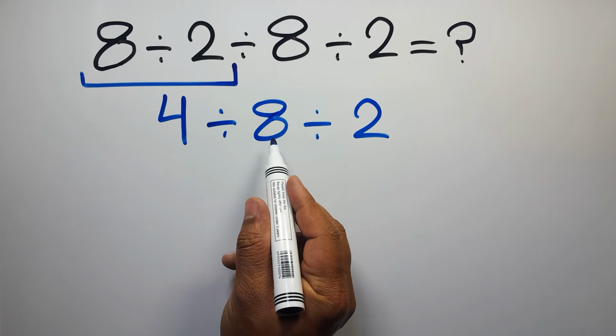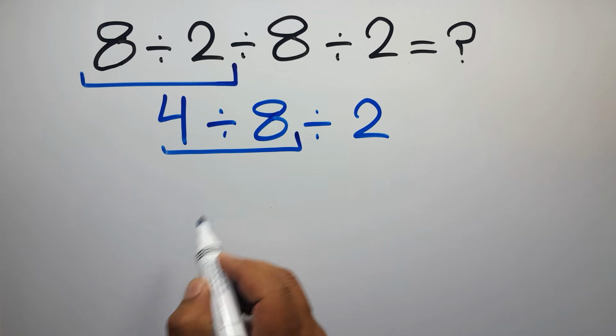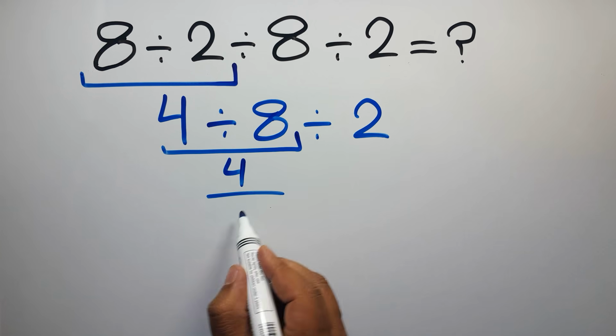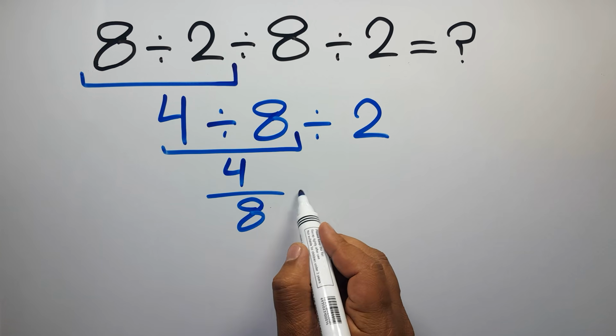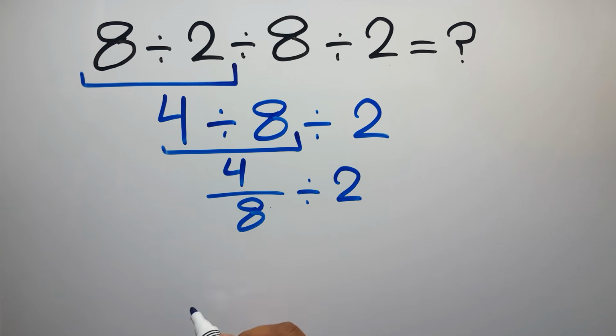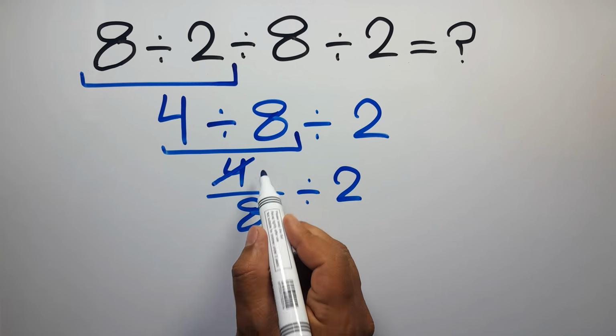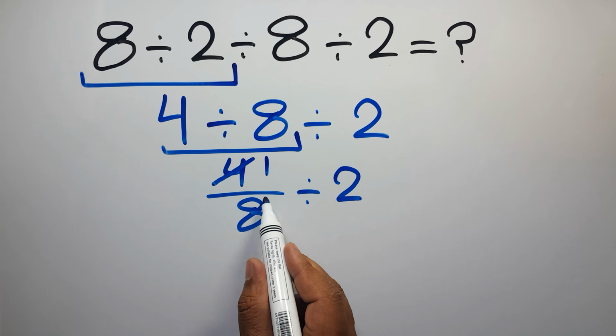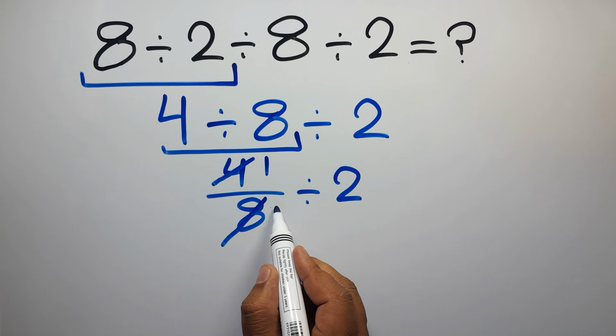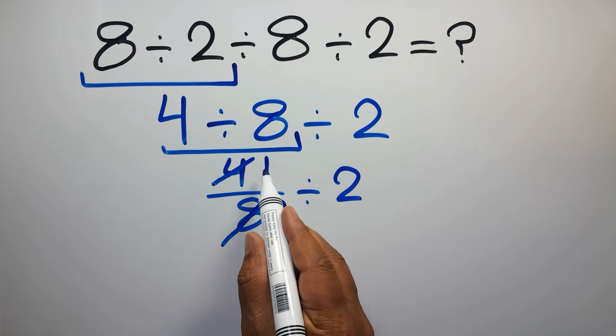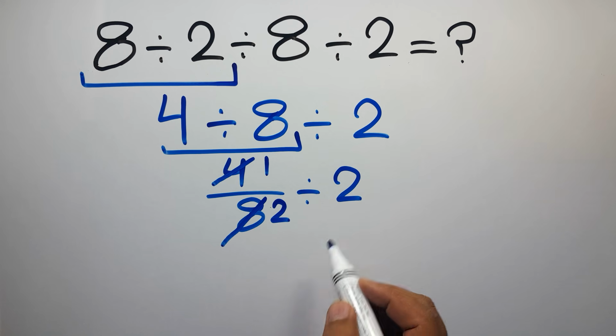4 divided by 8 can be written as 4 over 8. Then divided by 2. Now let's simplify this fraction. 4 divided by 4 gives us 1, and 8 divided by 4 gives us 2. So 1 over 2 divided by 2.